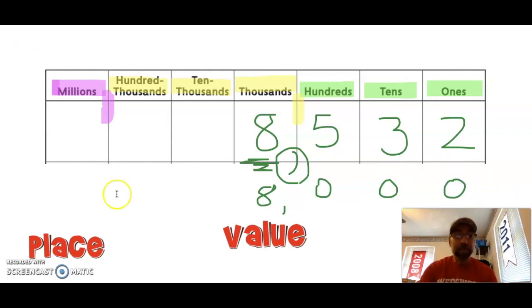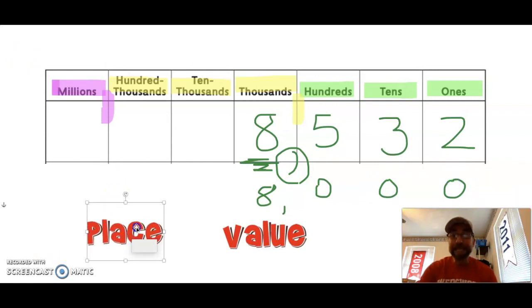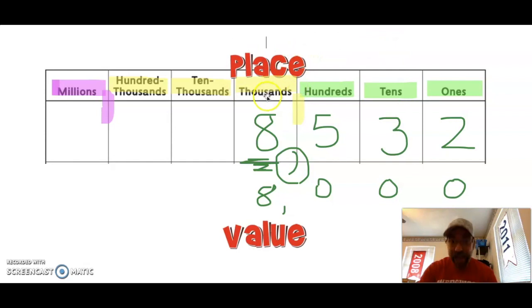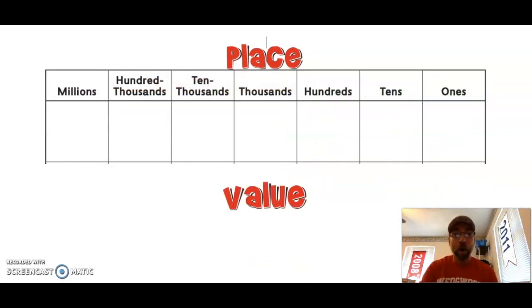But then we have the place. What place is the 8? Where does the 8 sit? Well, the 8 sits in the thousands place. So its place is the thousands. Its value is a number, 8,000. Awesome job.